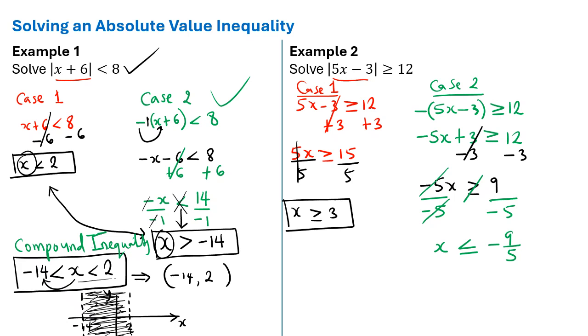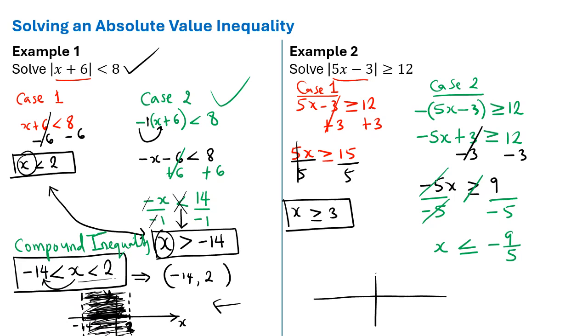Suppose you have a graph like this and you're trying to graph this. If you compare that with this one here, you have x is less than 2, which means you have 2 here going to the left. Less than 2 means you're going to the left. And then from negative 14, you're going to the right because you have greater. So they will coincide here, and that's why we have to shade in between, right?